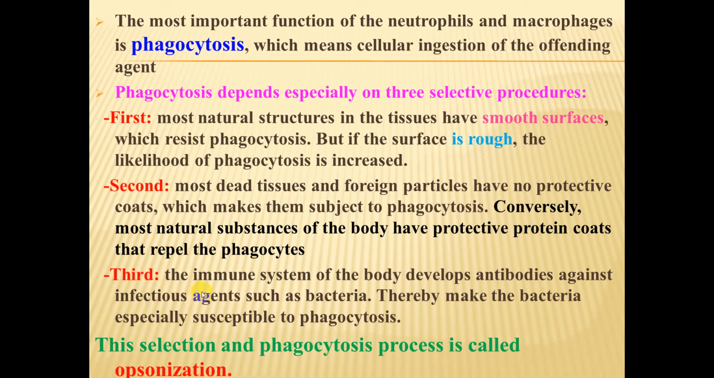The third one is that the immune system of the body develops antibodies against infectious agents such as bacteria, thereby making the bacteria especially susceptible to phagocytosis. This selection and phagocytotic process is called opsonization. Is that clear? The points are very clear. The third reason is that the body will have antibodies against any previously unrecognized foreign body.